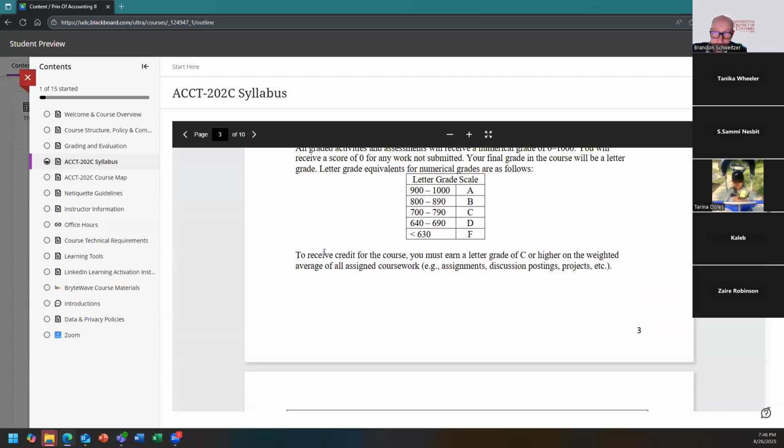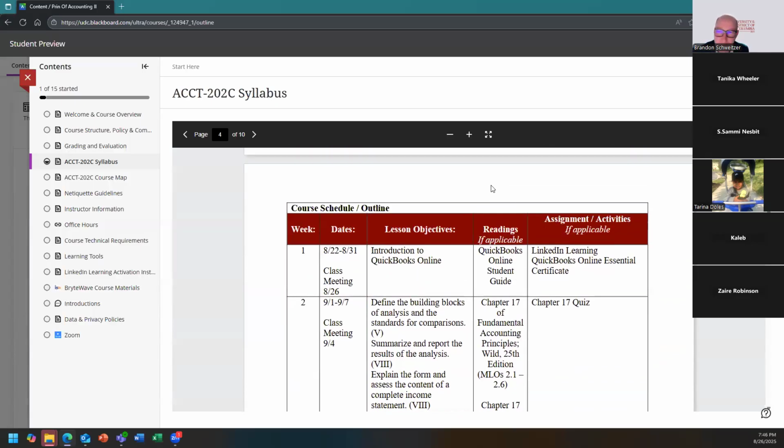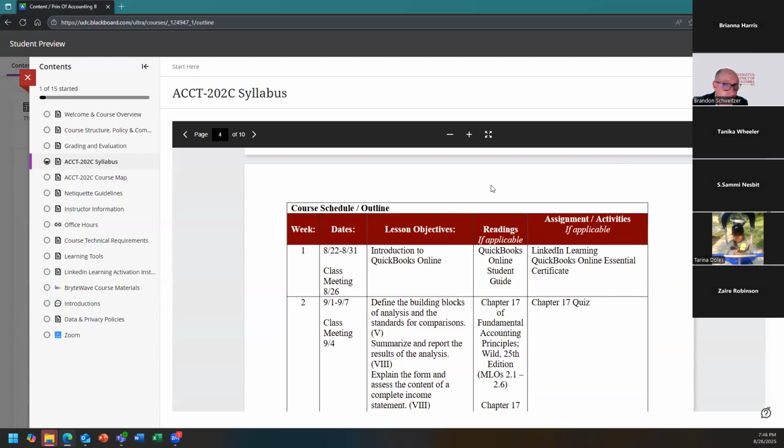You need to earn a C or higher in the course. Okay, this part's really important. Super important. On page four, and for pretty much the rest of the syllabus, is our course schedule. So just take a look at what's going on, because this is going to help guide us. Today is 8/26, and this is the date that we're meeting for this week. For this week, we have the QuickBooks LinkedIn Learning Certificate to complete.